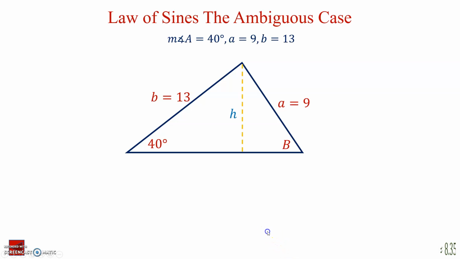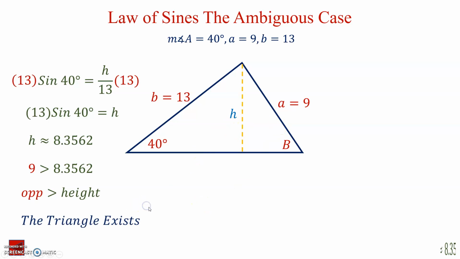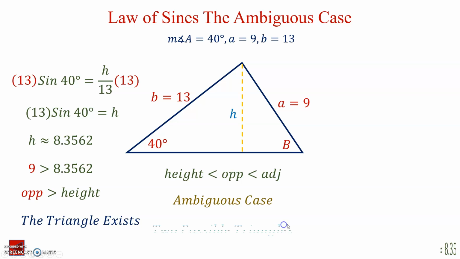As our height formula simply said, take your adjacent, multiply by the sine of the angle. So therefore, height is a little over 8. And the 9 is greater than that 8. So, because the opposite is greater than the height, the triangle will exist. And when we look closer, again, that unique situation: the height is less than the opposite, which is also less than the adjacent. That's the ambiguous case where we have two possible triangles.